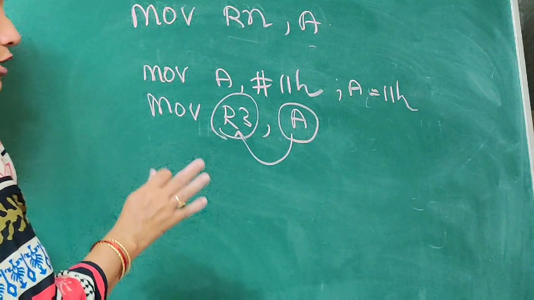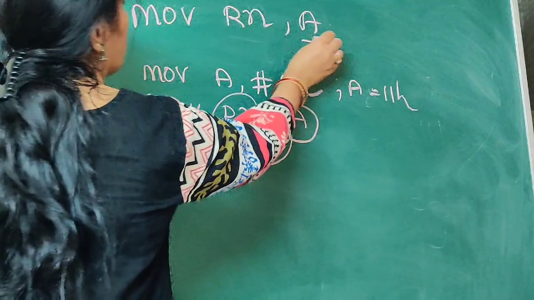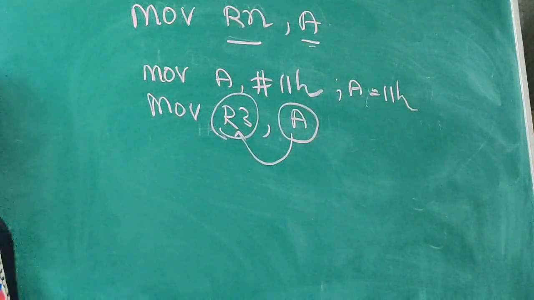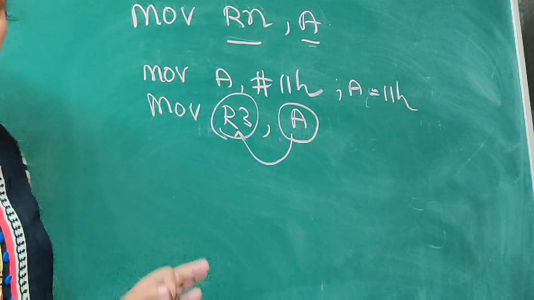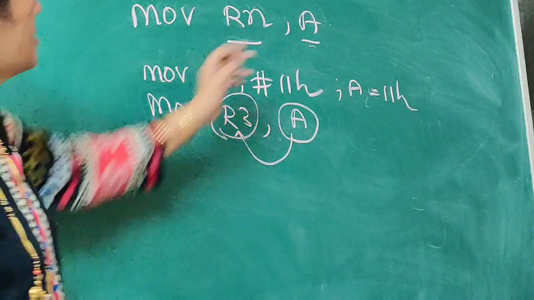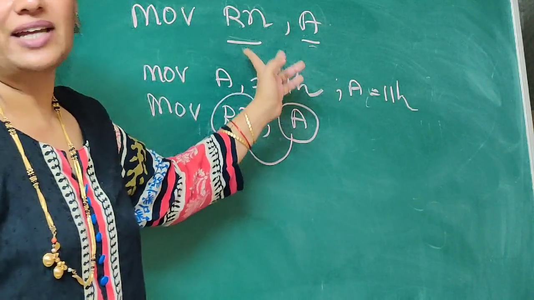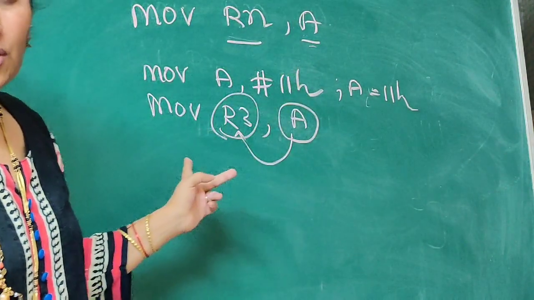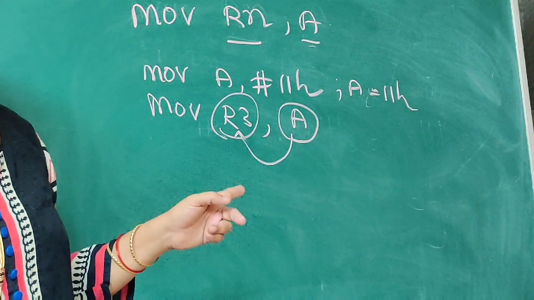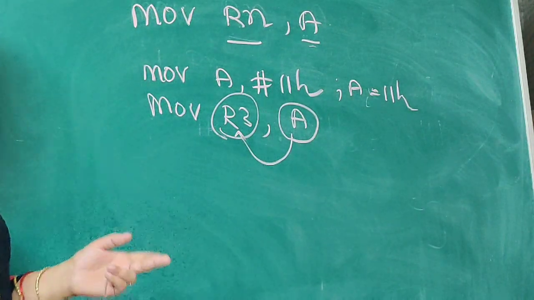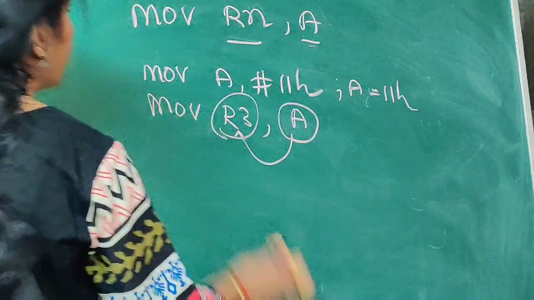So you should keep in mind that the source register and the destination register should match in size. If one is 16 bit and the other is 8 bit, you are not going to have the matching between the source and the destination, and that's going to be an illegal instruction. Okay, next.